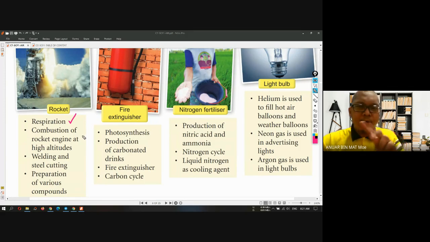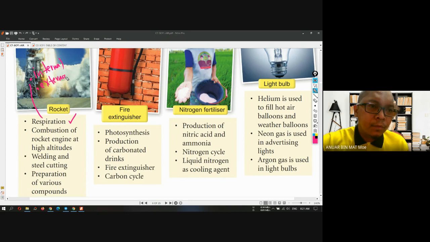We have 2. Number 1 is internal respiration, and number 2, external respiration. You still remember? One is internal, and one is external. Okay, internal is cell respiration. You already learned about the cell, right? The cell needs oxygen and then releases carbon dioxide. External respiration, if you still remember, is our breathing. We breathe in oxygen and then we breathe out carbon dioxide. That is what we call external respiration.